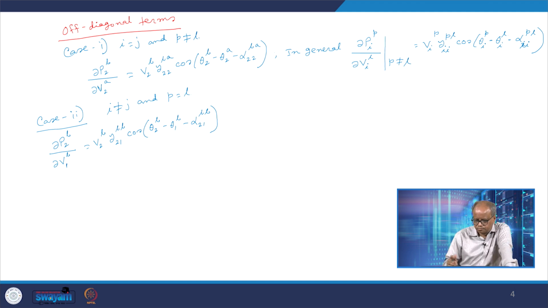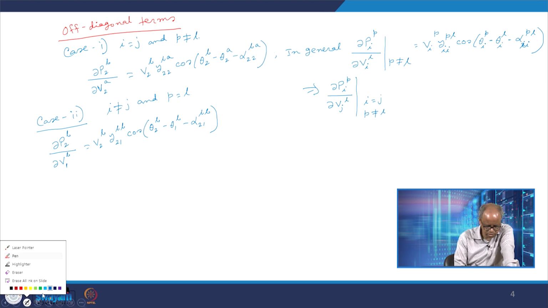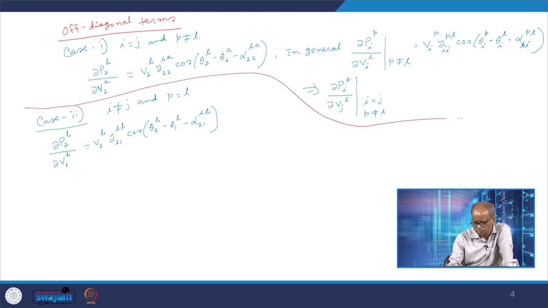Now this general expression can also be written as, for example, del PIP by del VJL, with conditions I is equal to J and P not equal to L. So this is for case 1. So for case 1, we are still doing case 1 here. That would be I is equal to J and P is not equal to L.